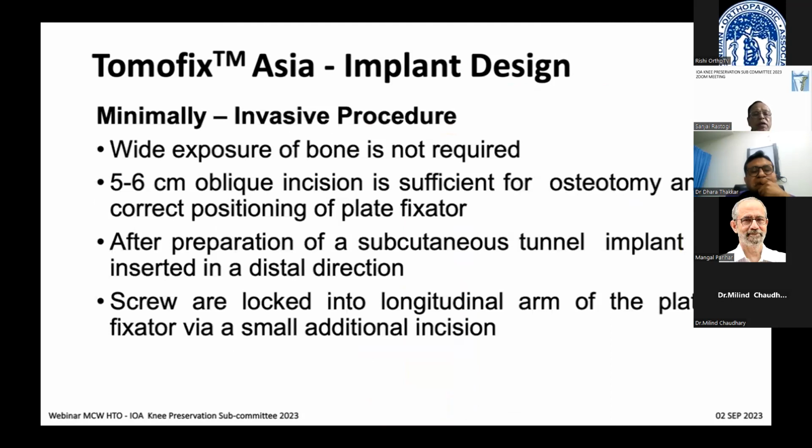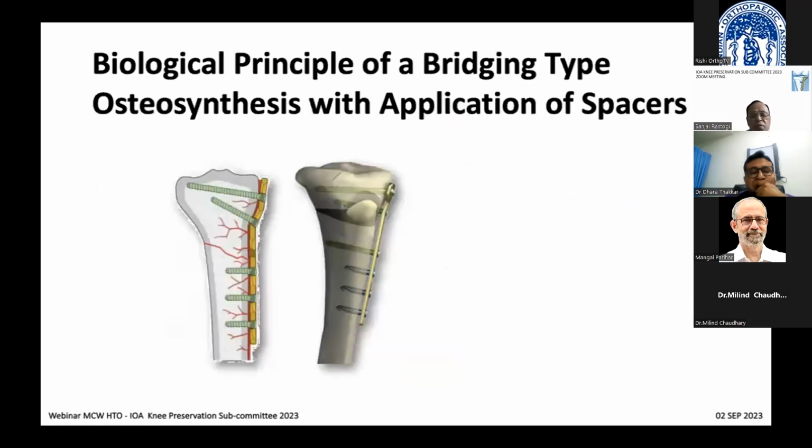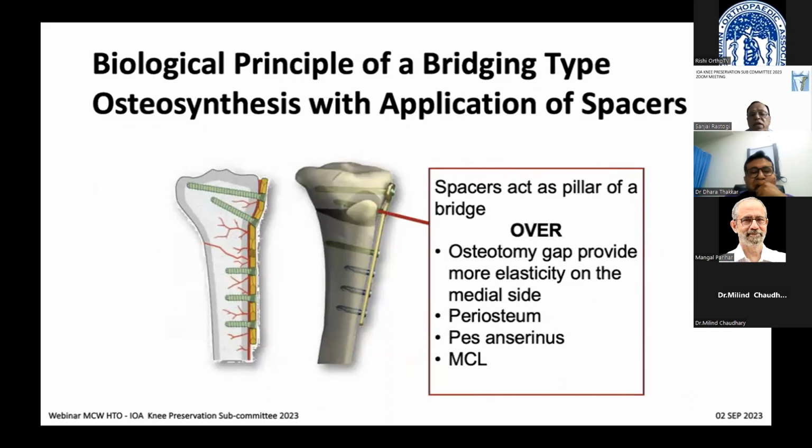This plate can be applied by a minimally invasive procedure. A wide exposure is not required. A 5 to 6 millimeter oblique incision is sufficient to do the osteotomy and correctly place the fixator. And the distal portion is put by making a subcutaneous tunnel, and the screws are locked with a small additional incision. This plate with the fixator is put over the osteotomy gap to provide more stability on the medial side, and it preserves the periosteum, pes anserinus and medial collateral ligament.